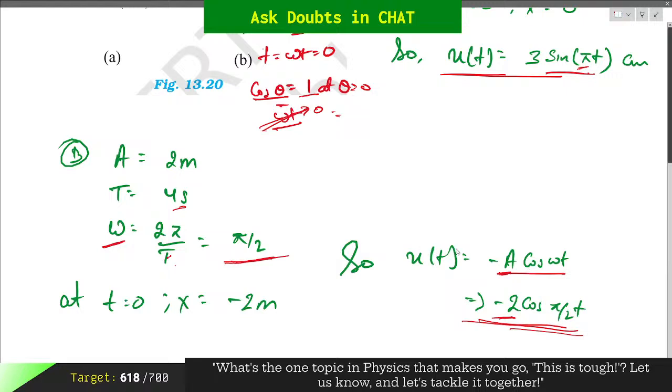Now since initially it is at minus of 2 meter, so we can write it as minus of a cos omega t, and the value of a would be equal to 2 meter. So the position time equation for this case would be equal to minus 2 cos pi by 2 t.